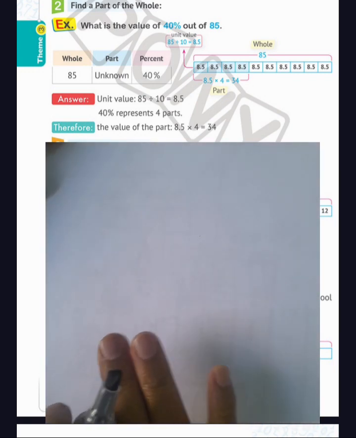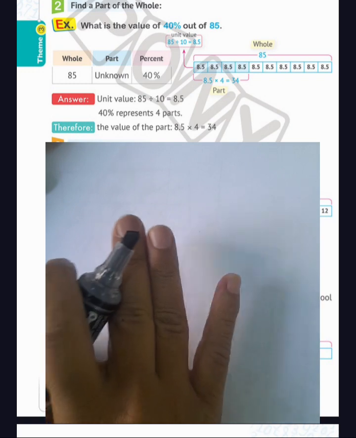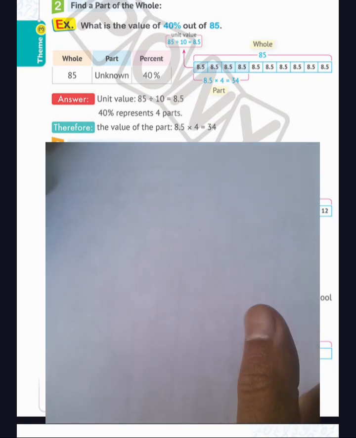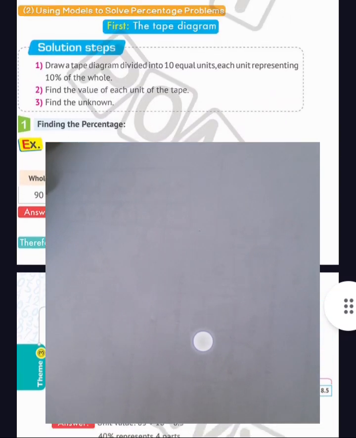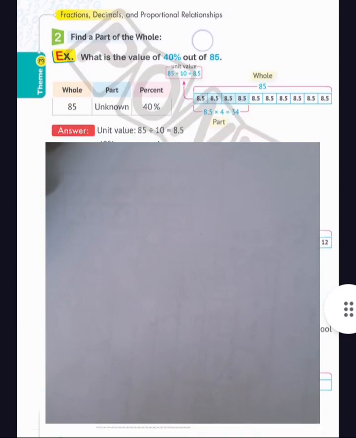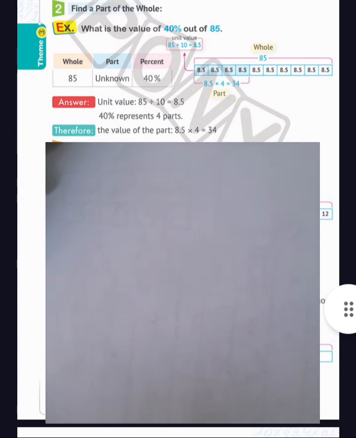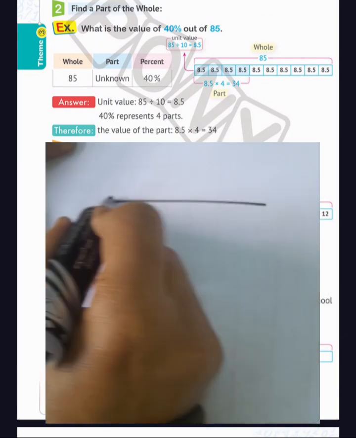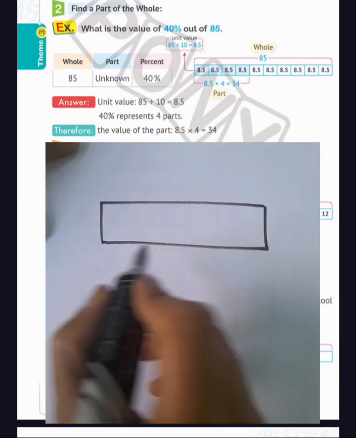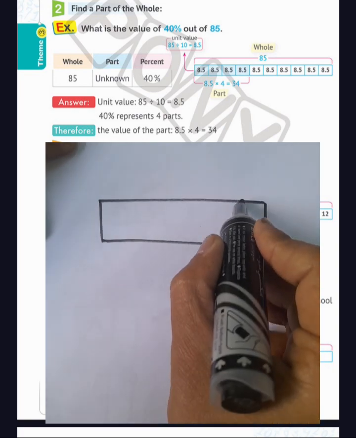Pay attention with me. The first step in any example, if you want to find the result by using a model, is to draw the model and find the result. This method we call the tape diagram. How do we solve this example? First step, we must draw a table and divide it into 10 parts.